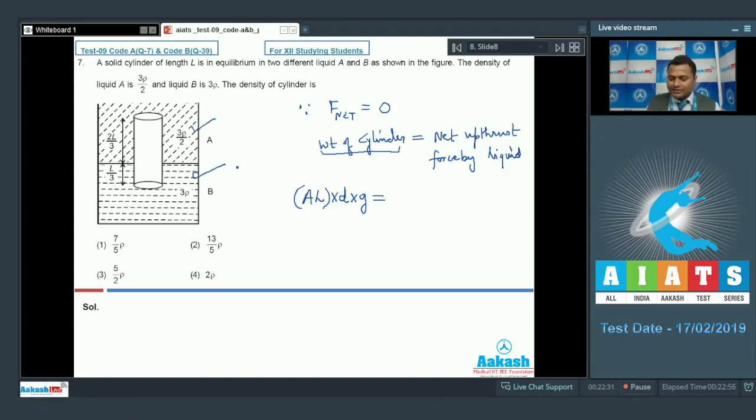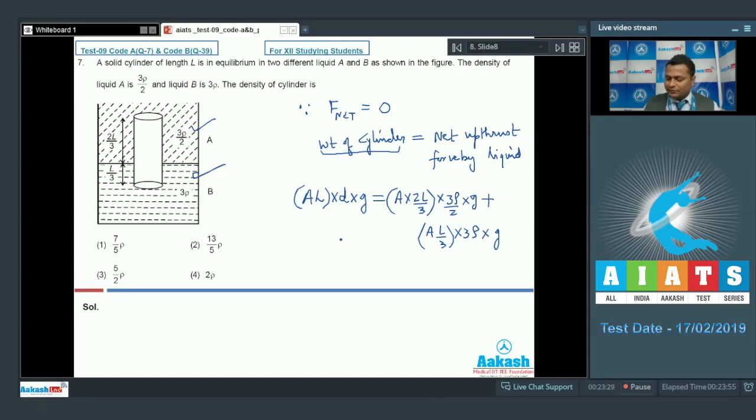Here two liquids are there. So the upthrust force by liquid A will be given by the volume of the object inside the liquid, that is area of the object multiplied by the length of the column of cylinder in liquid A, 2L by 3, multiplied by the density of liquid A, that is 3 rho by 2, multiplied by gravity, plus the upthrust force by liquid B, which is the volume of cylinder inside liquid B, A times L by 3, multiplied by the density of liquid B, 3 times rho, multiplied by acceleration due to gravity g.